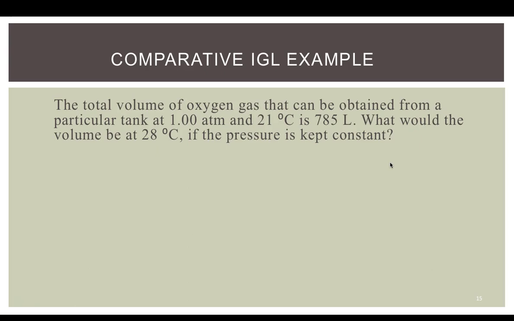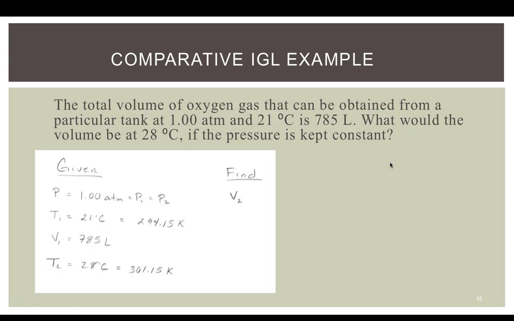So again, we have a word problem. I recommend making a list of givens and finds. The pressure is at 1 atmosphere. We are also told at the end of the question that the pressure is kept constant, so in situation 1 it equals 1 atmosphere, and also in condition 2 it equals 1 atmosphere. T1, it says we started at 21 degrees Celsius. I immediately converted to Kelvin because I'm thinking gas laws. Let's just put it right into K right away.